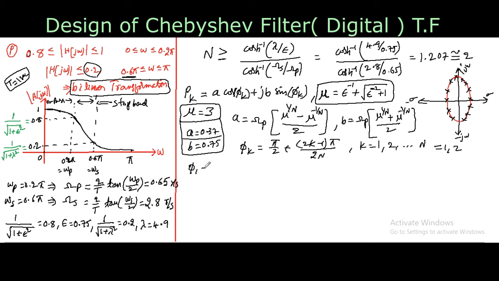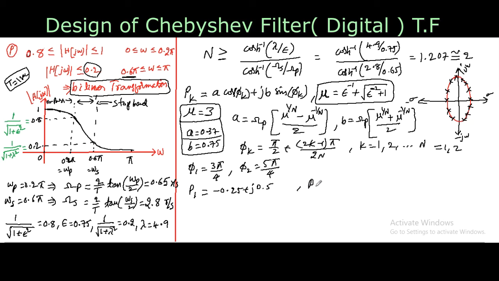So we get the angles: phi 1 is 3 pi by 4, because I have already calculated these values here, and the second angle phi 2 is pi by 4. Substitute phi 1 and phi 2 and the A, B values in this pole location equation, then we will get the pole values P1 and P2. Substituting these values, pole 1 is approximately minus 0.25 plus j into 0.5.